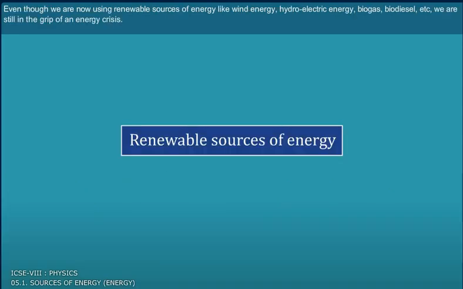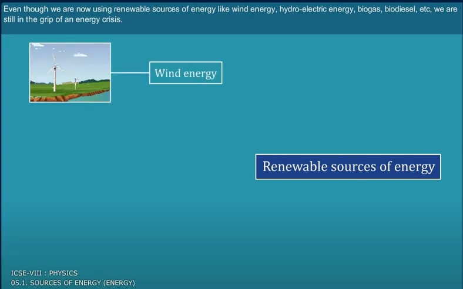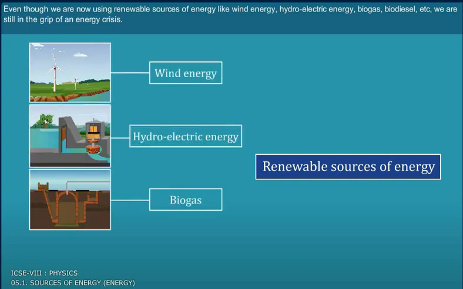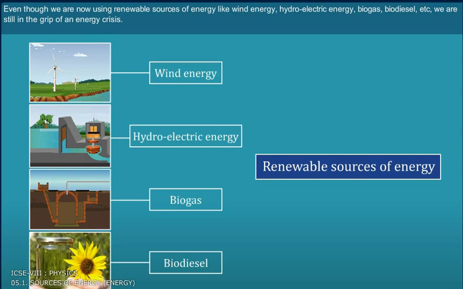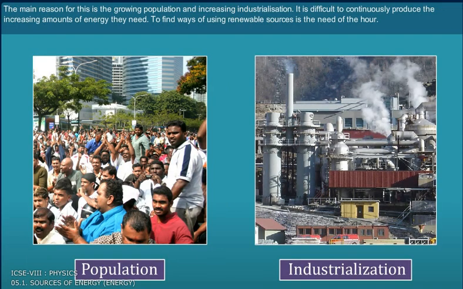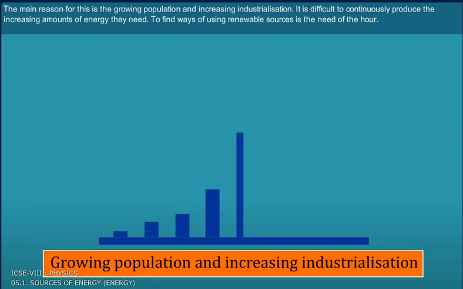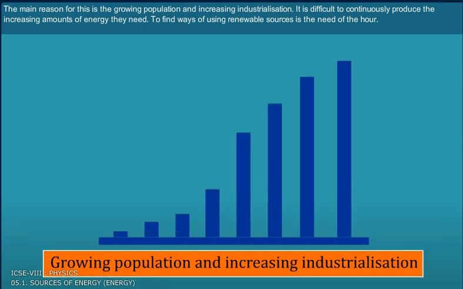Even though we are now using renewable sources of energy like wind energy, hydroelectric energy, biogas, biodiesel, etc., we are still in the grip of an energy crisis. The main reason for this is the growing population and increasing industrialization. It is very difficult, student, to continuously produce the increasing amounts of energy they need. To find ways of using renewable sources is the need of the hour.